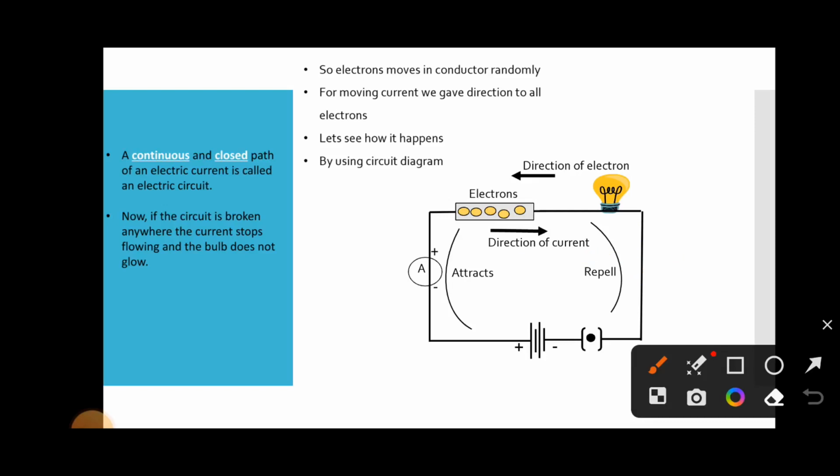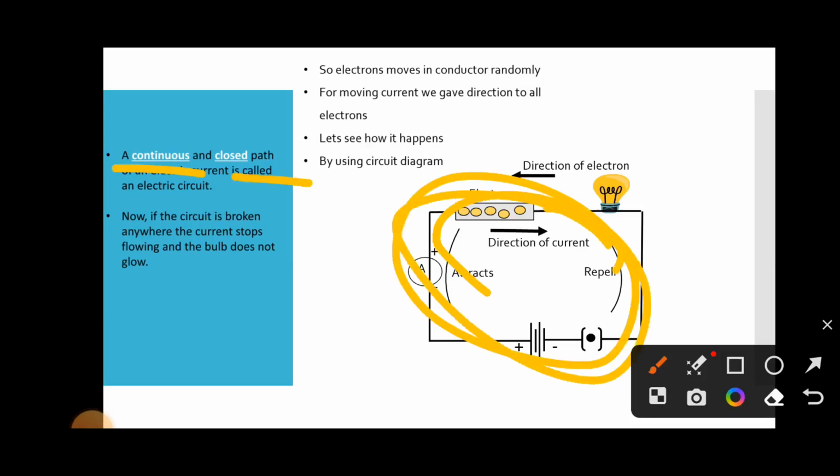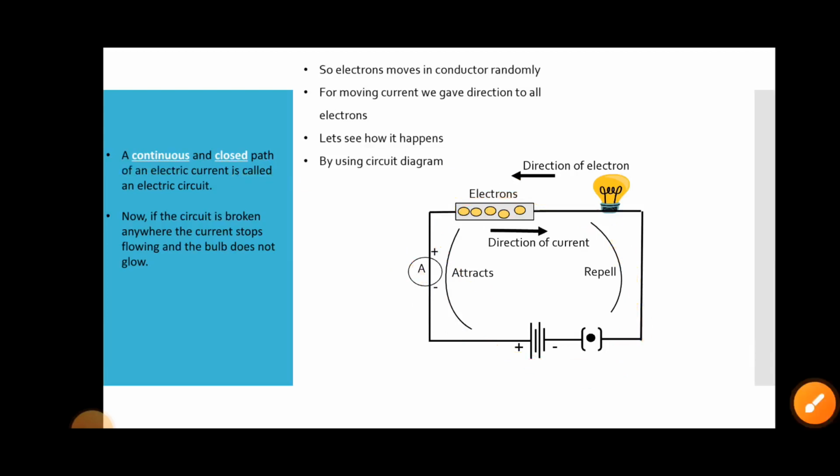A continuous and closed path of an electric current is called an electric circuit.